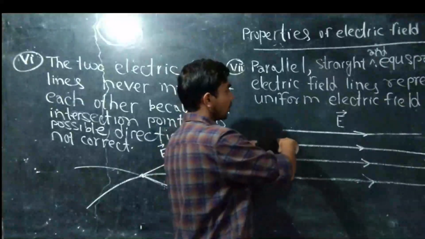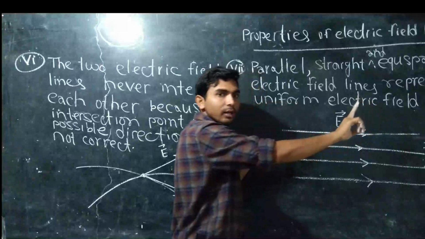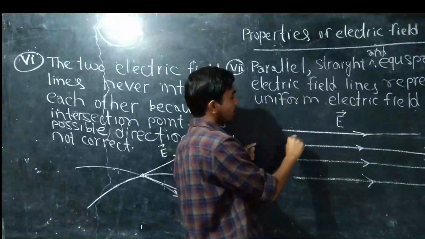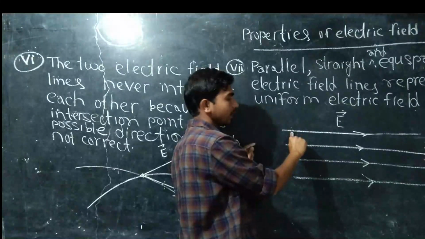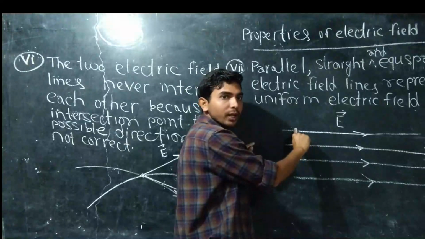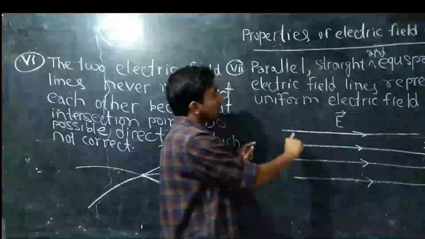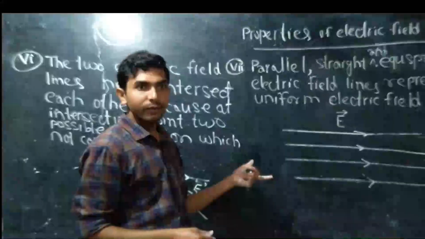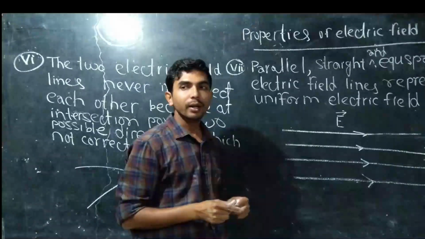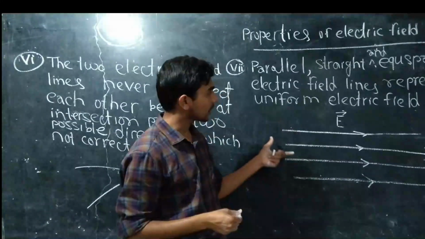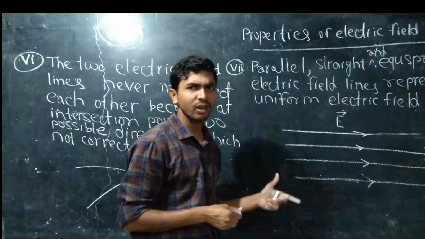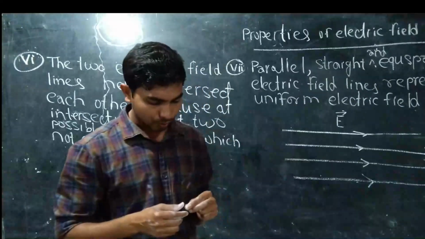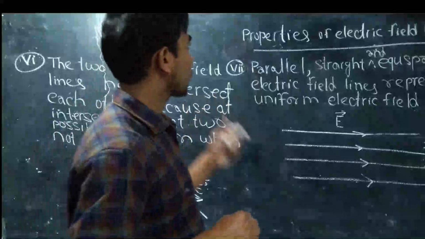You can see all the electric field lines are straight, and equispaced. The separation between these two lines is also the same, right? And parallel. So these are known as uniform electric field. So these electric field lines represent uniform electric field. So this is all about your electric field lines.